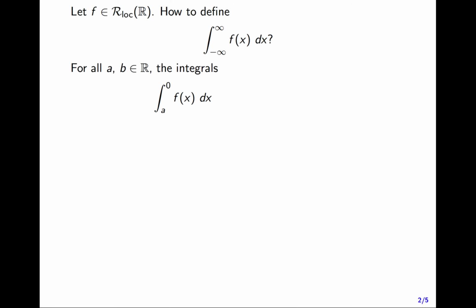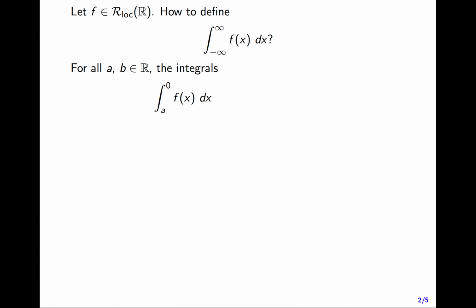So let's start out with the function f that is locally integrable on all of the real numbers. It's in R loc of the reals. How do we define the integral from minus infinity to infinity of f of x? This is how we did it in calculus.